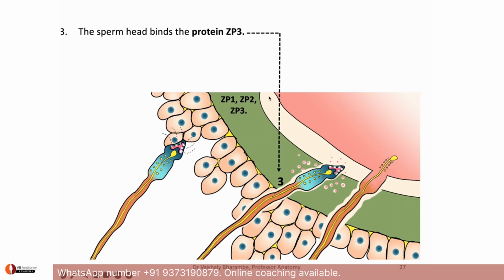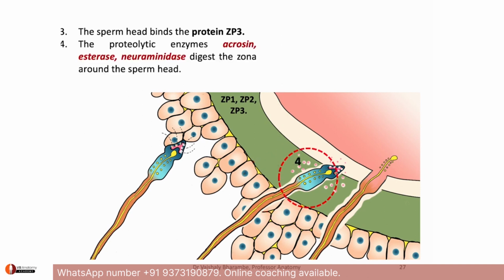See, the Zona Pellucida is made up of proteins such as ZP1, ZP2, ZP3, out of which the head of the sperm is capable of binding ZP3. When it binds with ZP3, you can see that happening there. The enzymes that are released begin to digest the Zona Pellucida now. See point number 4, you can see the enzymes here which have been released and they have started to digest the zona immediately around that sperm.